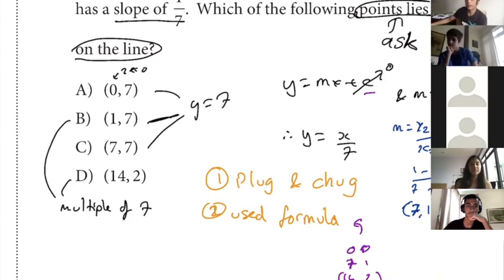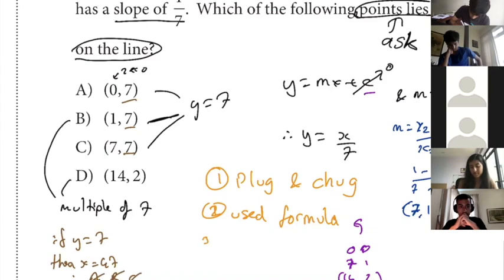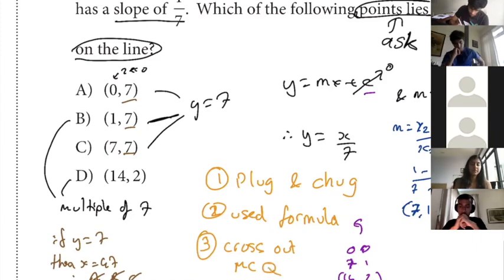Okay, so I just basically plugged 7 in y is equal to x by 7, because there are 3 options with y as 7. And then that gives x is equal to 49, which is not there in any of the options. So that directly goes to D. Perfect. So you said if y equals 7, then x equals 49. Therefore, A, B, and C are all crossed out. So we call this approach cross out MCQ. Thank you. Any other approach?